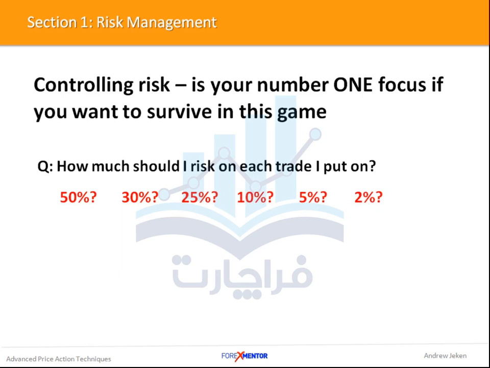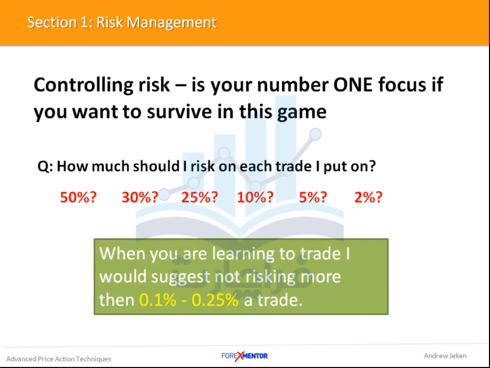The industry standard or the textbook rule says 2%. Now, 2% in my view is far, far too high. 50%, if you want to go bankrupt or blow your account out in 2 trades, that's not clever thinking at all. In terms of risk, when you're learning to trade, I would suggest not risking more than 0.1 to 0.25% a trade. So just read that again. 0.1, not 1%, 0.1% to 0.25% a trade.